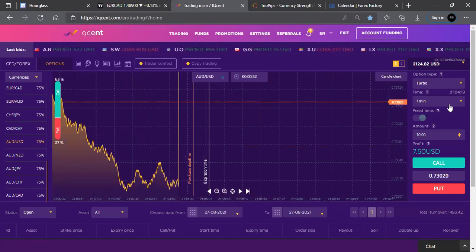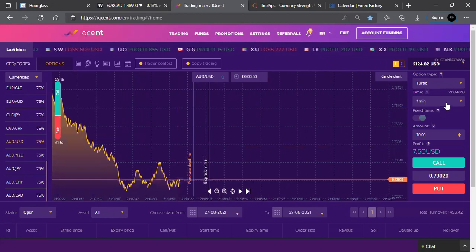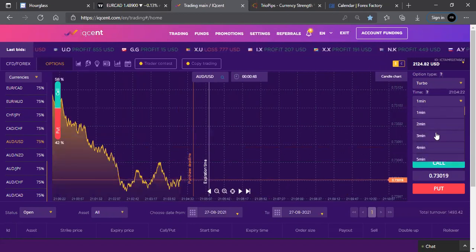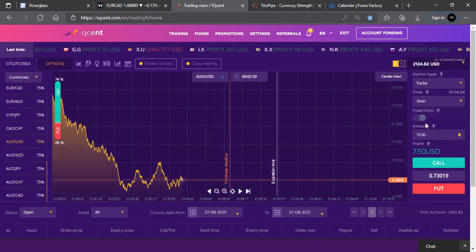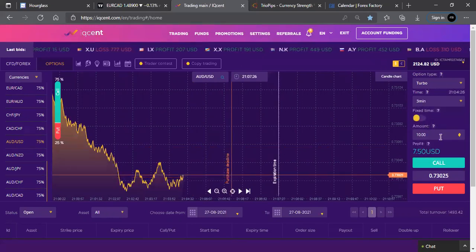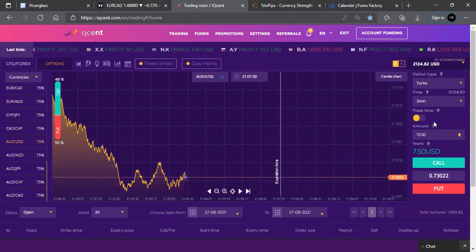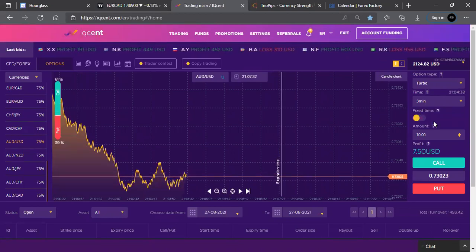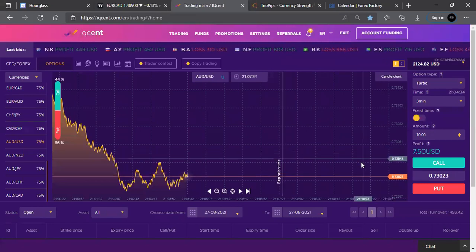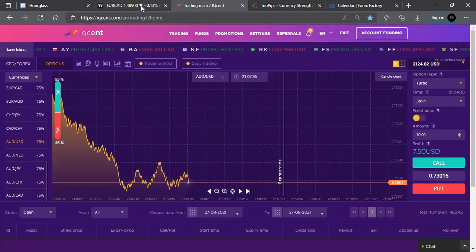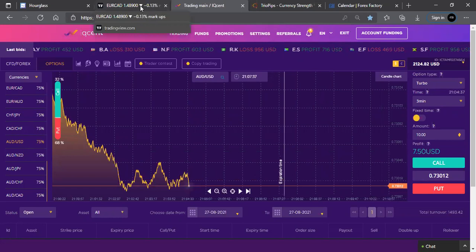If you're taking trades with Cashtrap, you always want to take 2 minutes to 3 minutes trades. So let me take 3 minutes. I'm going to keep a fixed time on. So it's either you're taking 2 minutes or 3 minutes with Cashtrap. So how do I get my entry price on AUD USD?